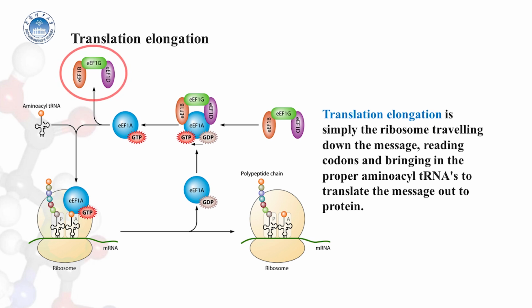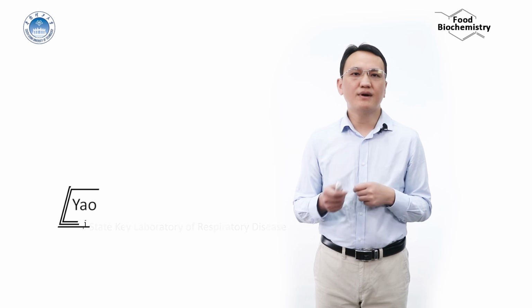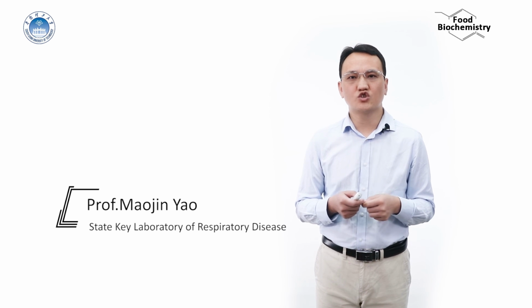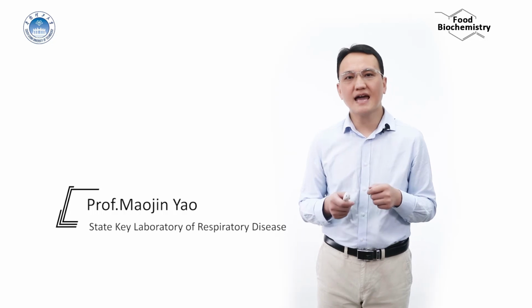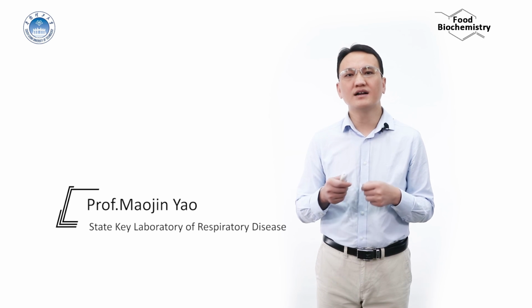The GTP exchange factor for eEF1A is a complex with 3 subunits. eEF1B is shown in orange, eEF1G is in green, and eEF1D is shown in purple. So this complex promotes the exchange of the bound GDP for GTP to regenerate active eEF1A-GTP.